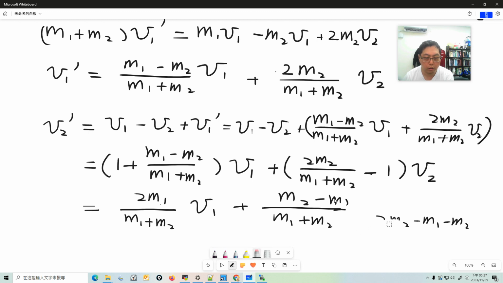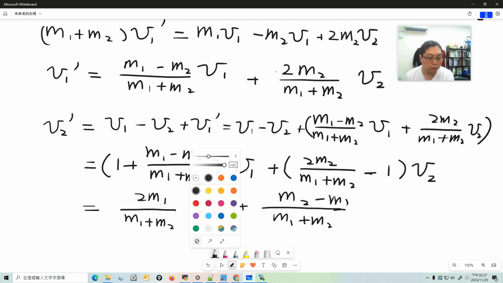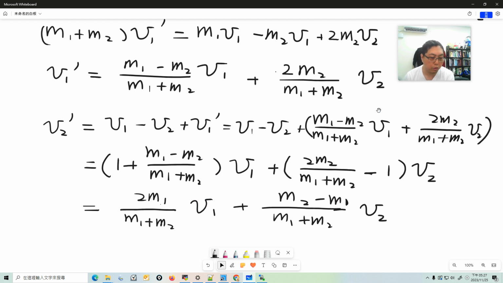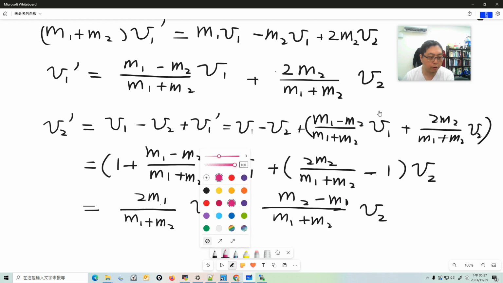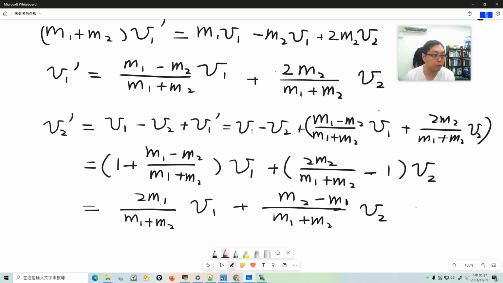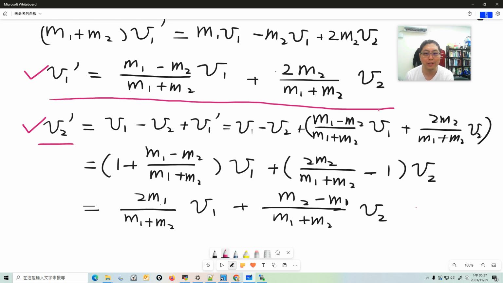Okay, 1, V2. So we will finally get the v1 prime, v2 prime. So the velocity after the collision. So this one and this one. Okay, and you see the formula. Yeah, it's very hard to remember in my opinion. Because the format is so similar, the memory will mess it up.